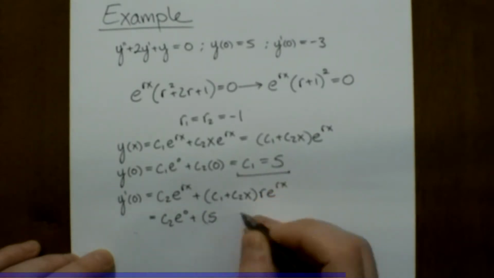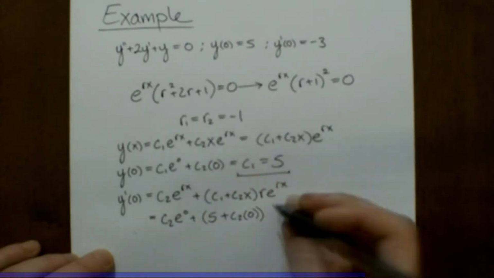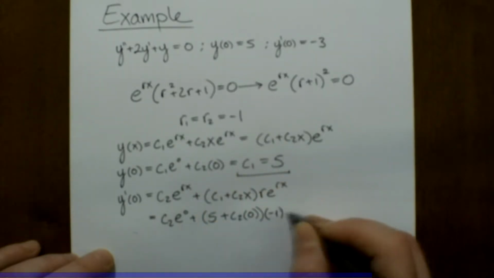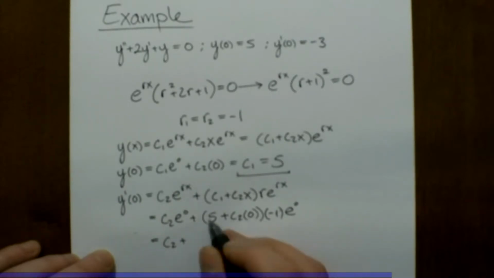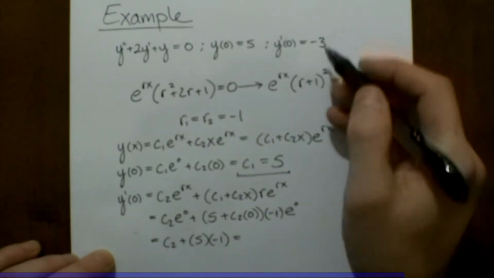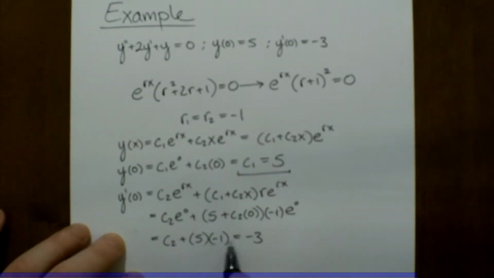we know is 5, so let's go ahead and put that in there, plus c2 times 0, and r we know is -1 in both cases, so there's a -1 right here, times e to the 0. So this can then be rewritten as c2 plus 5 times -1, and this we know is equal to -3. Moving this 5 over to the other side now as a positive, we will then have c2 equals 3 plus -3, that is, plus 5, so 2.